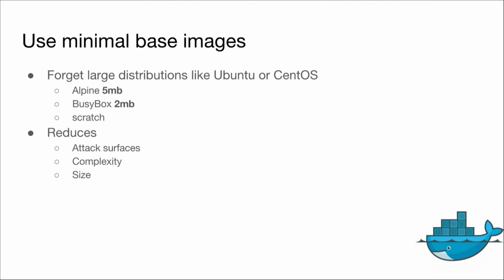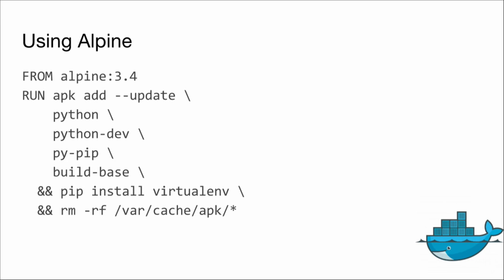You can use minimal base images. Ubuntu and CentOS, for example, are about 60 megabytes. Alpine is a minimal Linux base image of five megabytes, and you could reduce attack surface, complexity, and size of the images. This is an example of using Alpine. With these lines, you can install the Python runtime very easily. APK is the package manager of Alpine.